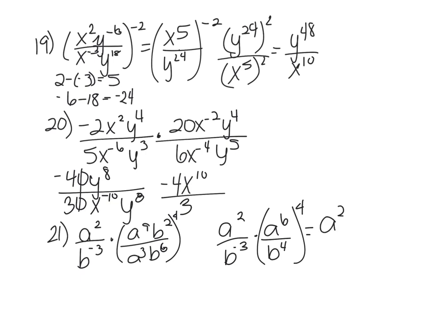So now I have a squared over b to the negative 3 times a to the 24th over b to the 16th. And add my exponents, a to the 26th over negative 3 plus 16 is 13. So b to the 13th. That's going into the denominator for, I keep doing that.